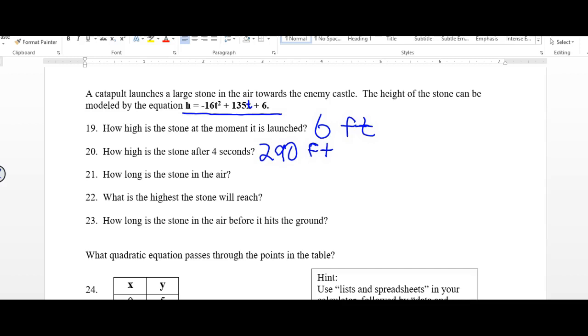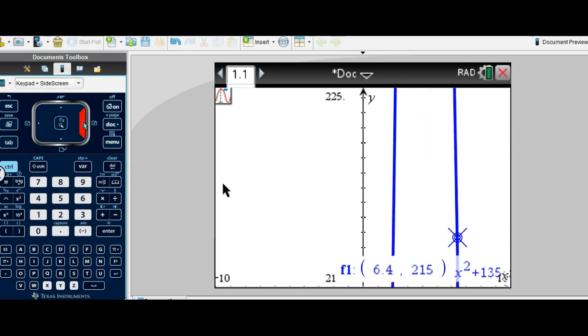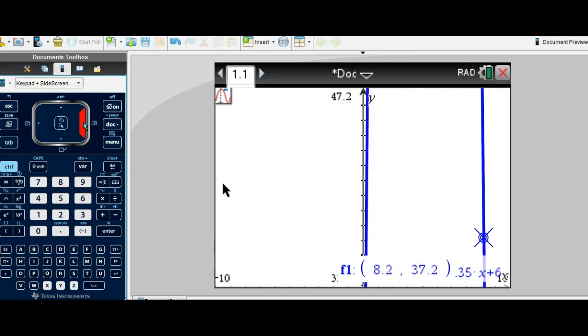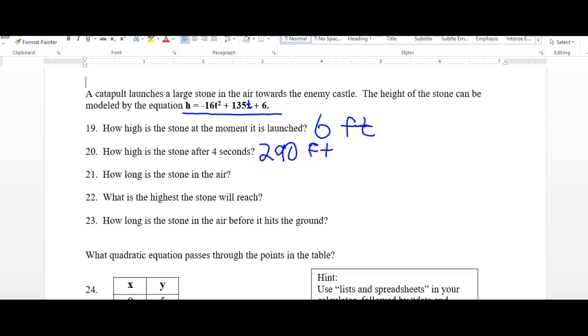How long is the stone in the air? We need to find when the stone comes back to the ground. And we'll keep tracing all the way down and find the 0 right there. It's in the ground at 8.48 seconds. Don't worry about this, that's just a weird way of showing 0. It has to round it very slightly, but that's 0 for all we care about. 8.48 seconds.